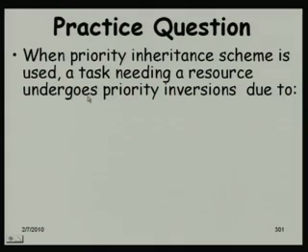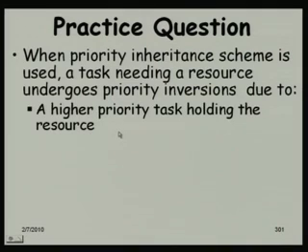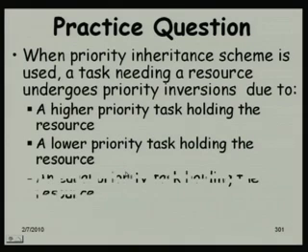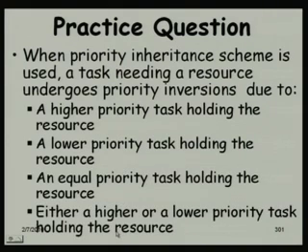Now, when a priority inheritance scheme is used, a task needing a resource undergoes a priority inversion due to a higher priority task holding the resource, due to a lower priority task holding the resource, due to an equal priority task holding the resource, or either a higher or a lower priority task holding the resource. What about you? What is your answer? Which one is the correct option here?